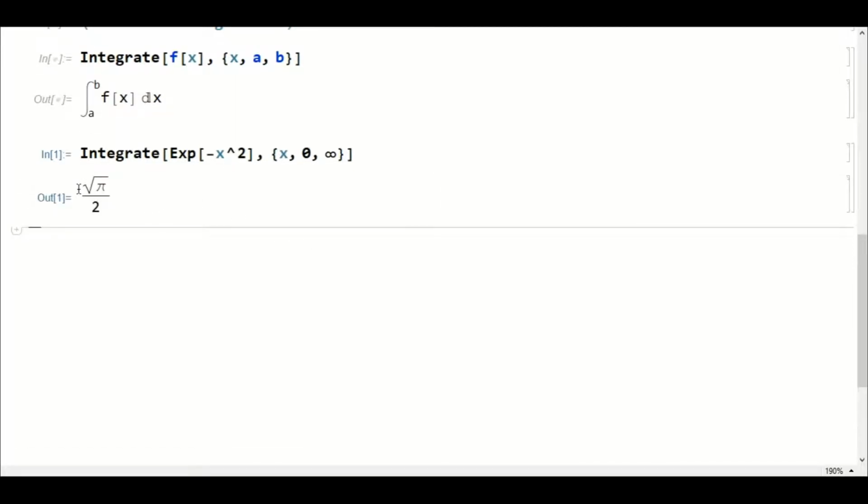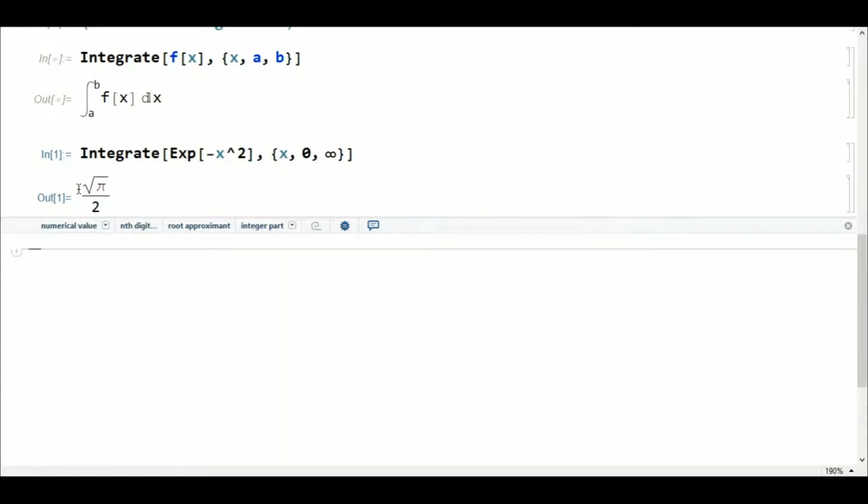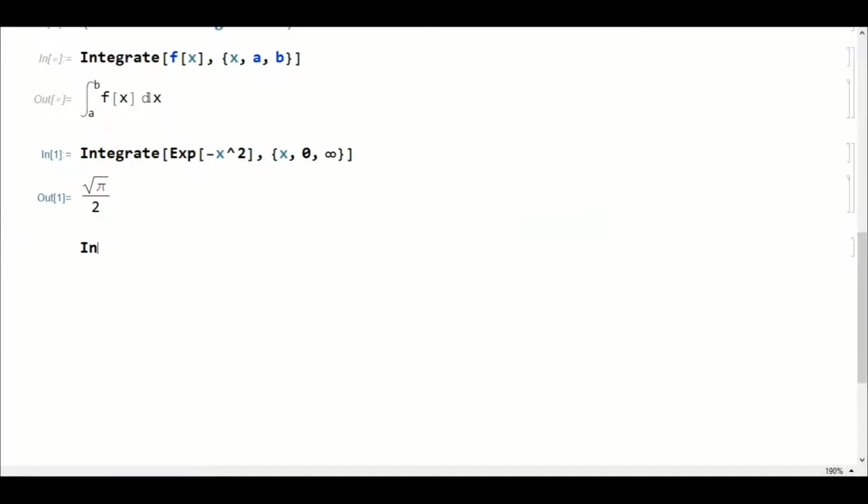So this is the value of this integration, root pi by 2. You must be remembering this. Now if I take an integration, this is a definite integration of x raised to x, and x is varying from 0 to 1.